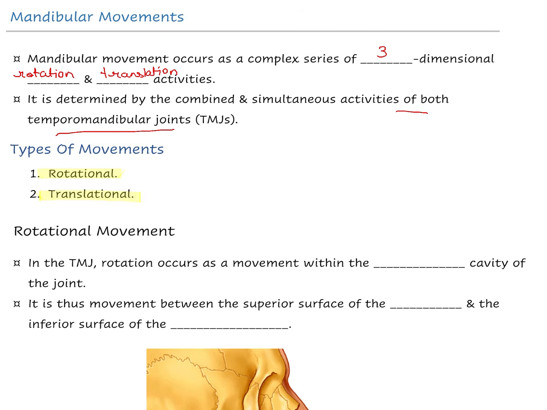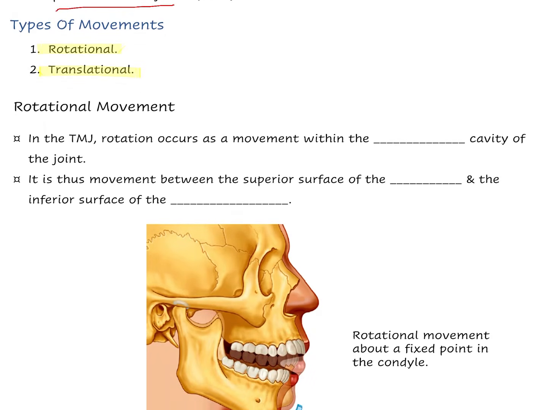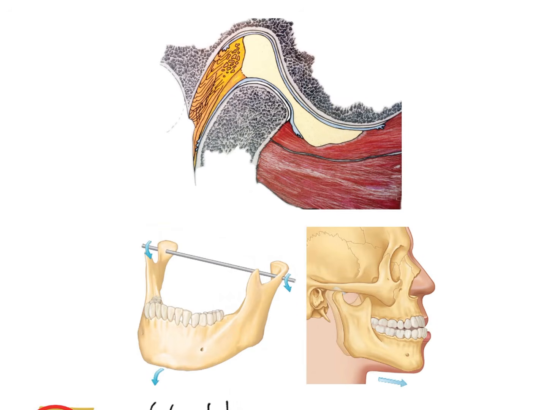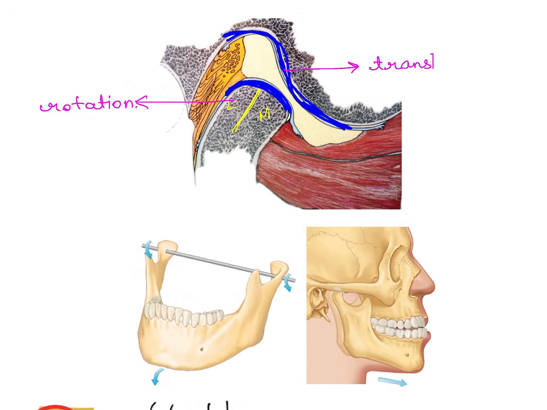The rotational movement occurs as a movement within the inferior cavity. Now what does that mean? So coming back to this image, this is the medial pole, this is the lateral pole, okay? This is your inferior cavity. This is your superior cavity. So rotation occurs in the inferior joint cavity. Translation occurs in the superior joint cavity.